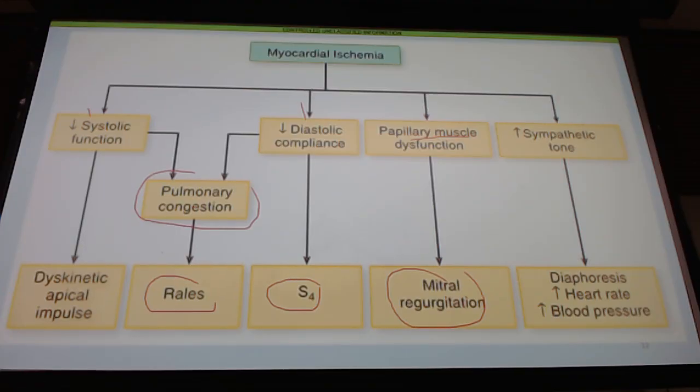And then we talk about increased sympathetic tone, because the body recognizes that the heart is under stress, so it's going to increase that sympathetic tone to try to fix the stress, but it only makes the situation worse. So now you're going to start to see potential symptoms of that increased sympathetic tone: the diaphoresis, the increased heart rate to try to increase your cardiac output, and then an increase in blood pressure to try to maintain a perfusion pressure, but at the expense of raising the afterload, which is only going to make the heart function worse.